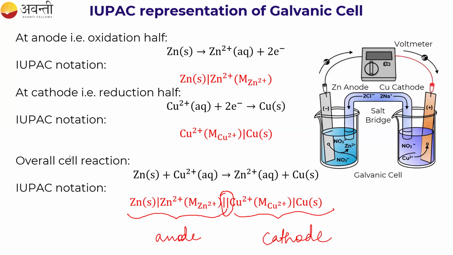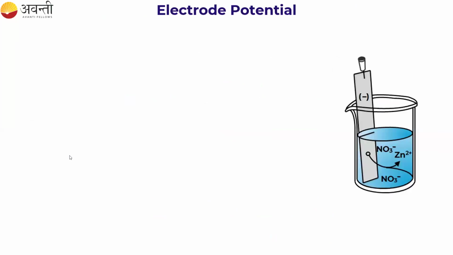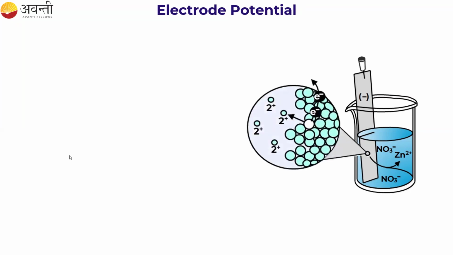Next we will go with the electrode potential. To understand the electrode potential, again I'm going to take a container, a beaker, and an electrode is dipped inside it. We have an electrolytic solution called zinc nitrate, which contains zinc 2 plus and NO3 minus ions. We have an electrode plate dipped inside, ions present, and electrons are coming out from it.